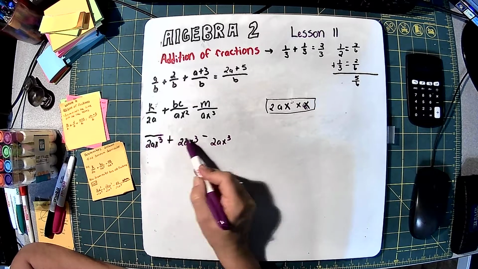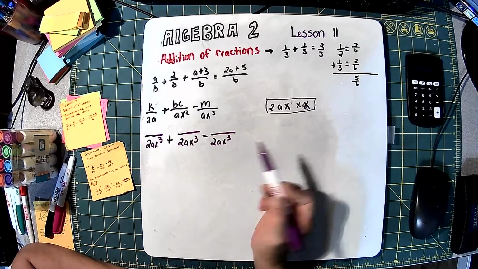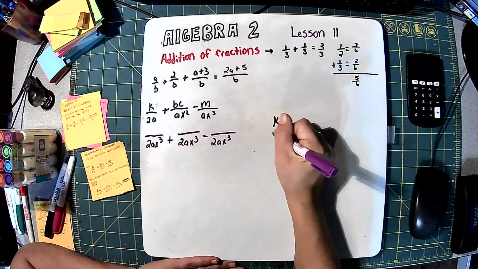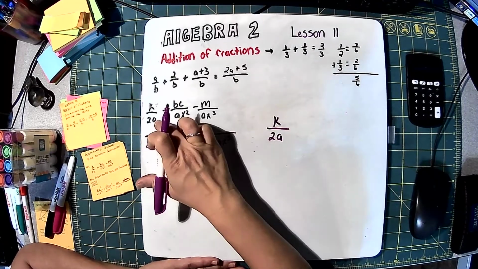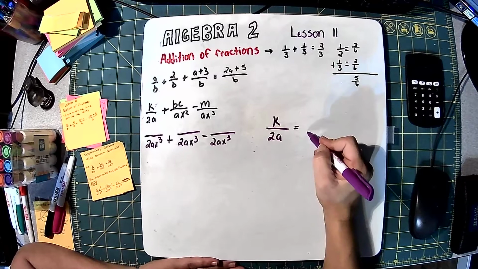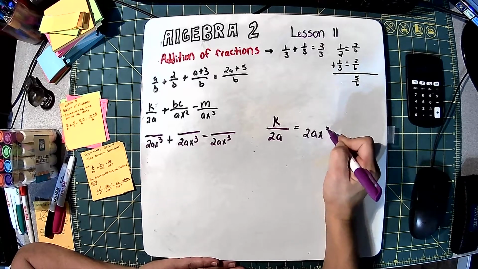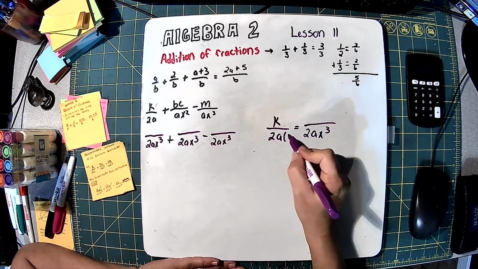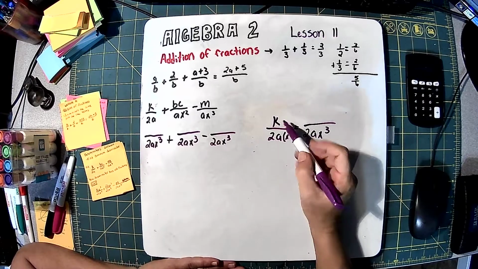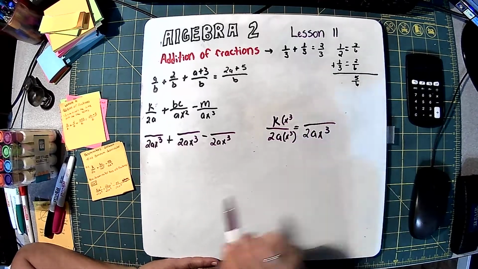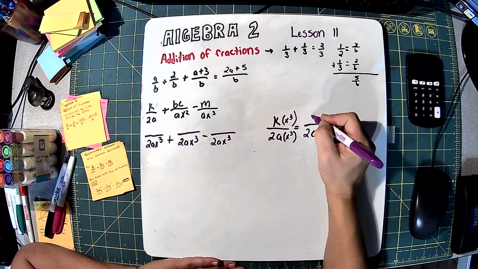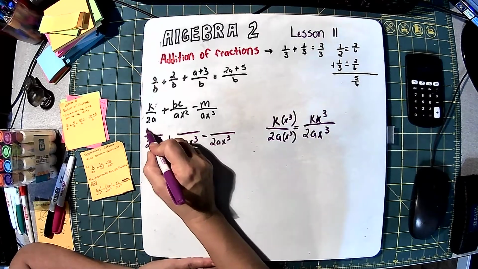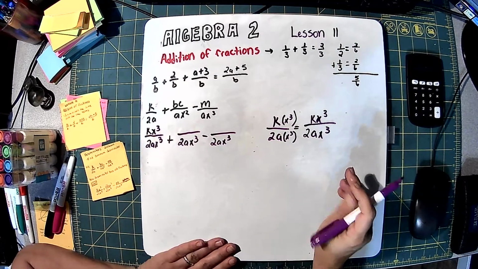Okay, now I have to figure out what my tops are going to be. Alright, so to get 2ax to the third on this first one, okay, so I'm looking at that first one, I had to multiply 2a times x to the third. So I have to do the same to the top. Multiply that by x to the third. So I'm going to get k x to the third. Do the same thing with the next one.